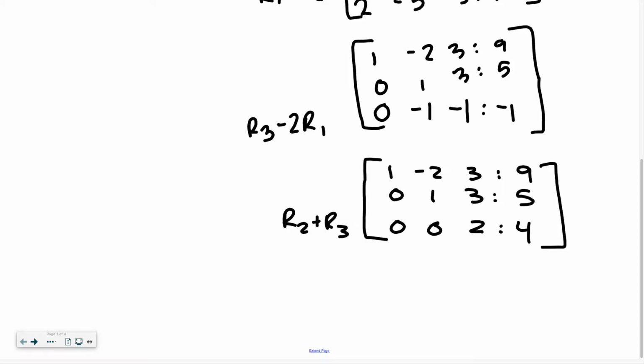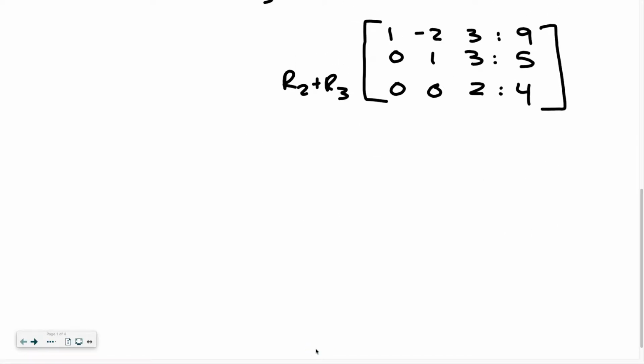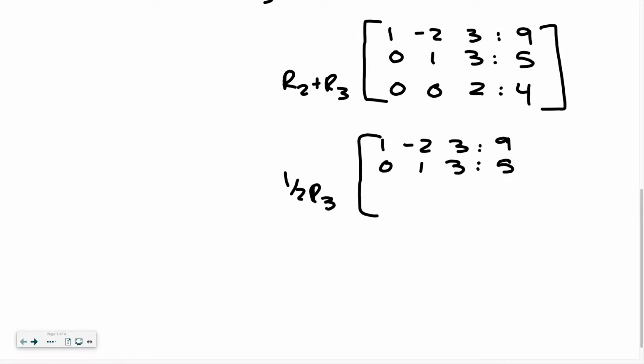We're super close, right? We have a diagonal of entries, but we need it to be a diagonal of 1s. So the last step is divide by 2. What are you really doing to that row? Multiplying by 1/2. So we're going to do 1/2 times row 3. It will be 1, negative 2, 3, 9, 0, 1, 3, 5, and 0, 0, 1, 2. So I got to the goal. I have a diagonal of 1s. Underneath every 1 is a 0. I can have other numbers behind and above the 1s.